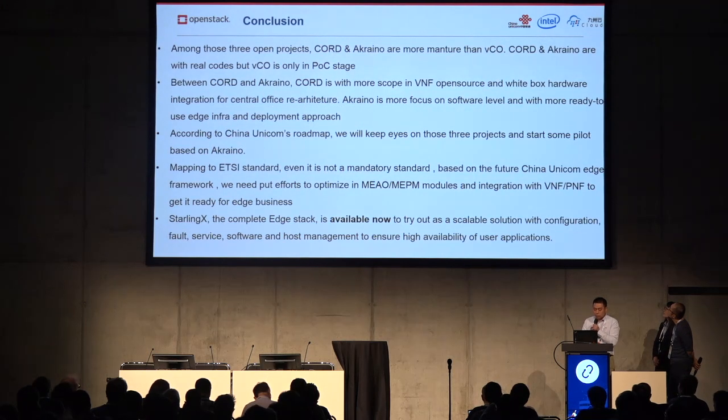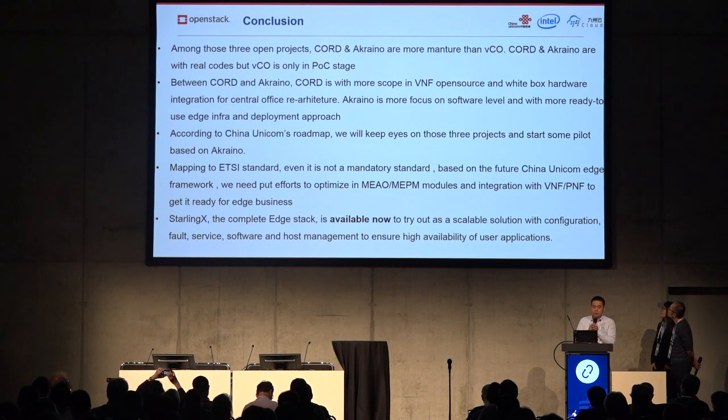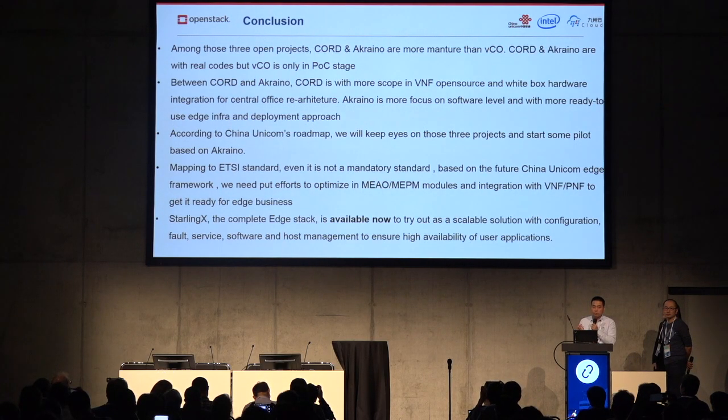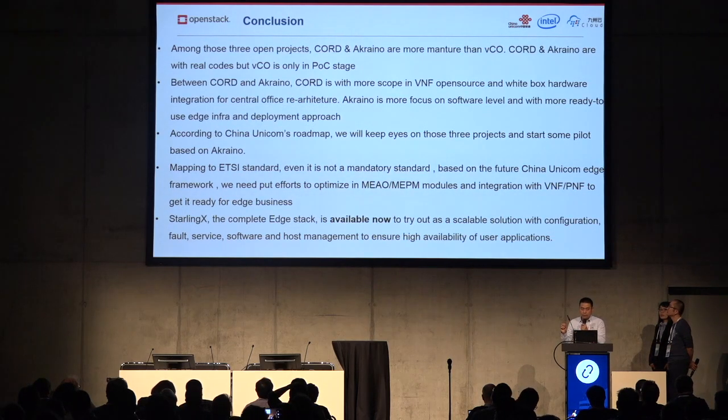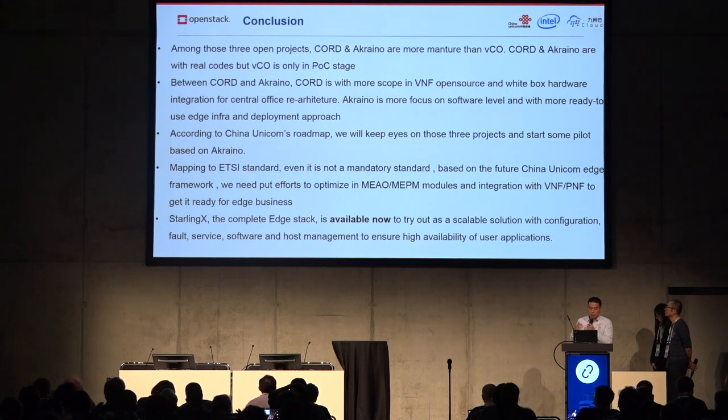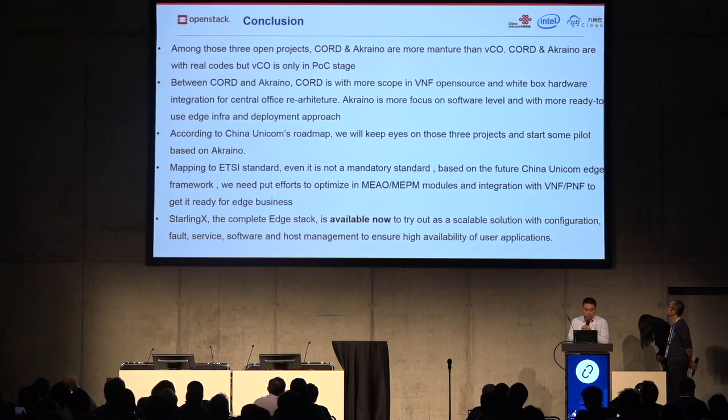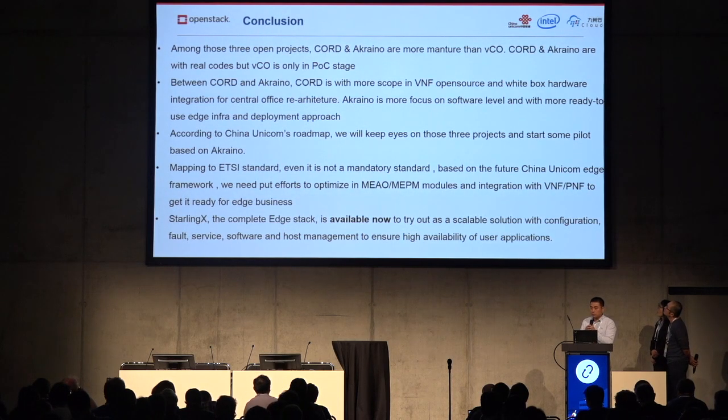Okay. So the conclusion here is, among those three projects that we showed in the slides, CORD and Akraino have a code base and some progress in version releases, and we think they are more mature for us to start with. Between CORD and Akraino, CORD has more scope in VNF, open source and hardware integration for central office architecture purposes, and Akraino is more focused on edge infrastructure and the VIM. According to China Unicom's roadmap, we will keep following those projects. This is not a final decision, but we will see the progress.